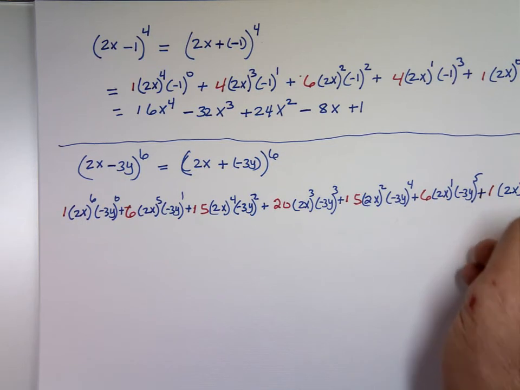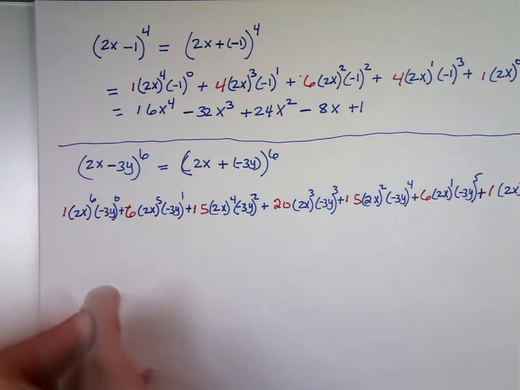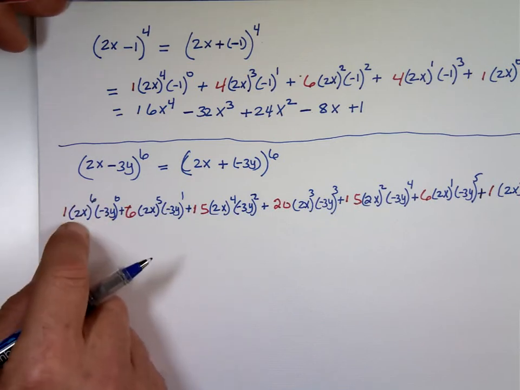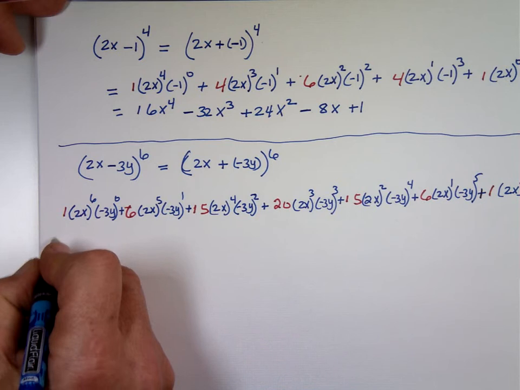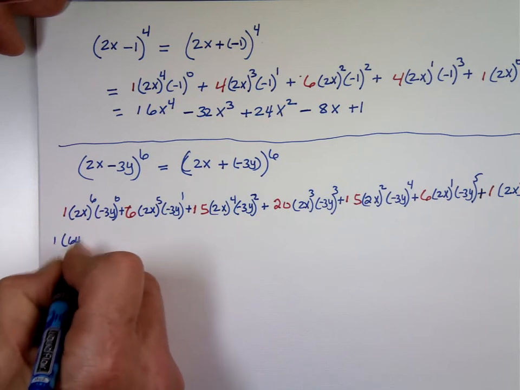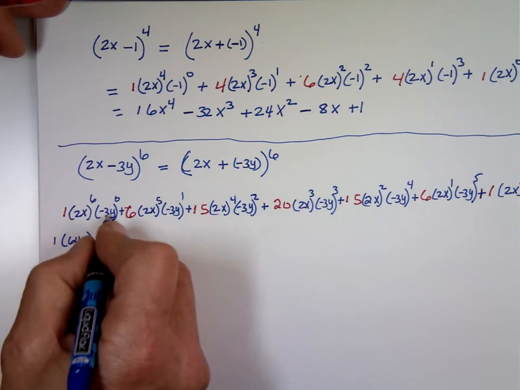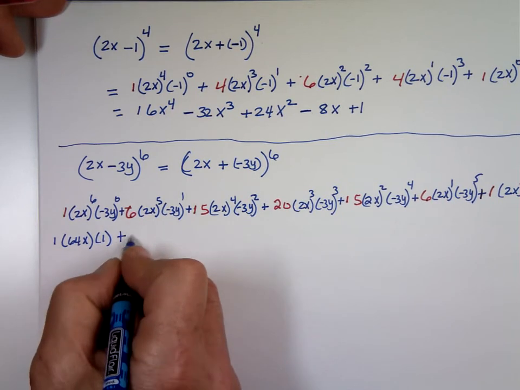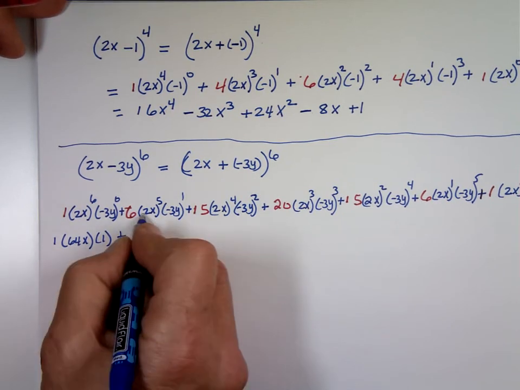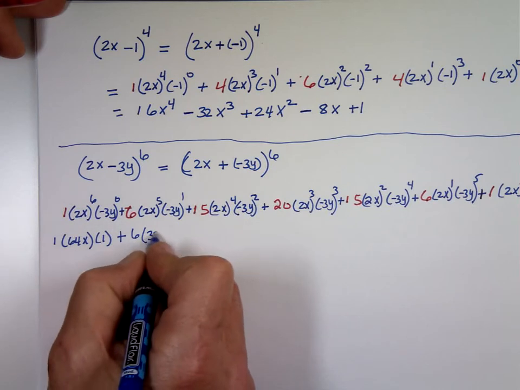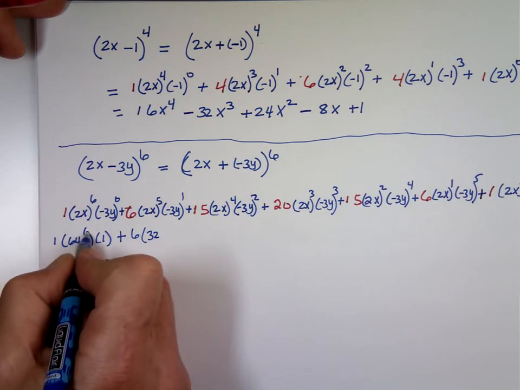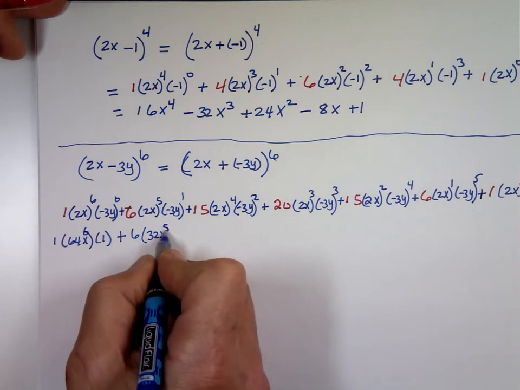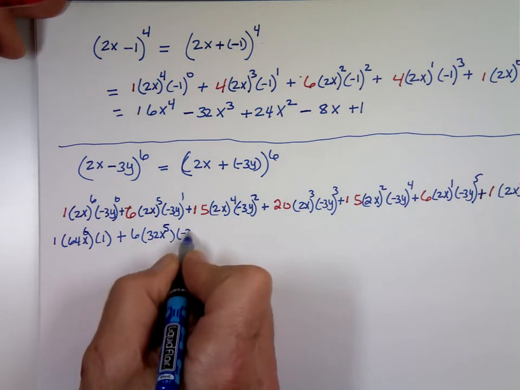Now this one I'm going to find each piece separately because otherwise it gets too big to do in one step. What is 2 to the 6? 64? So it's 1 times 64x to the 6, and anything to the 0 power is 1. Plus 6 times 2 to the 5th, that's 32x to the 5th times negative 3y.